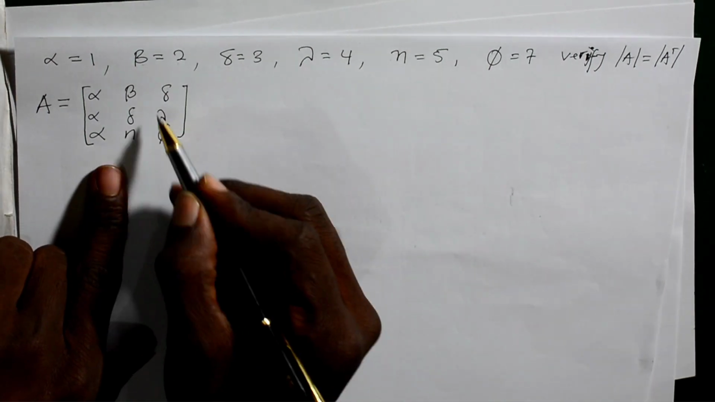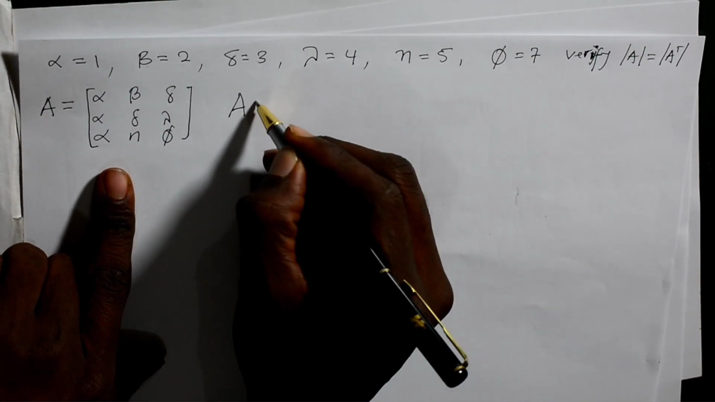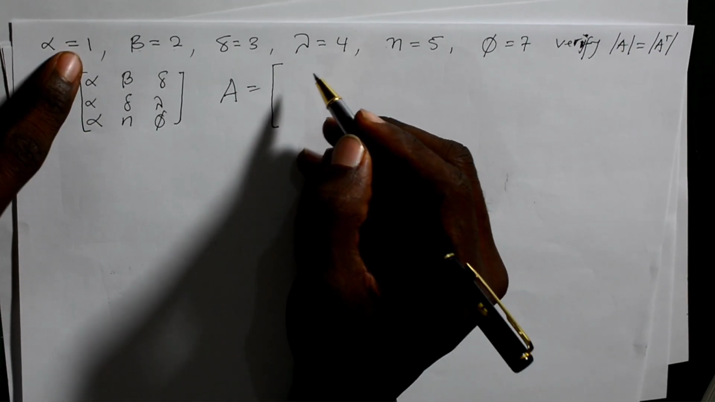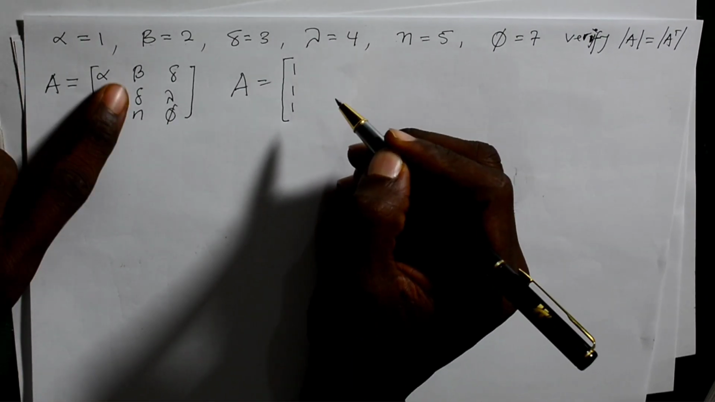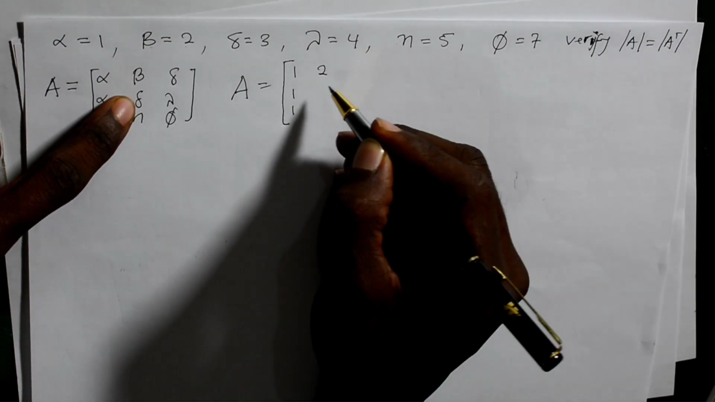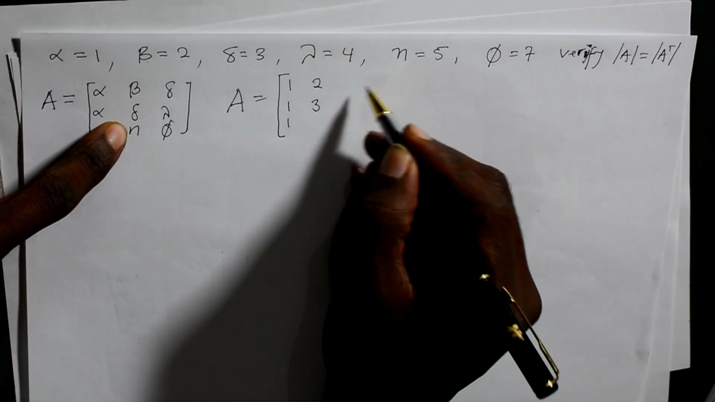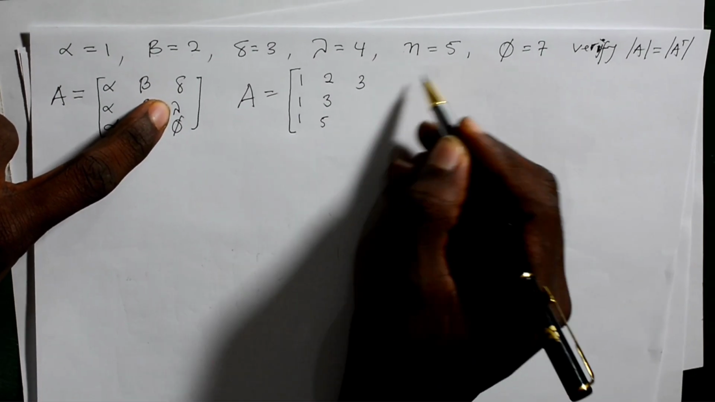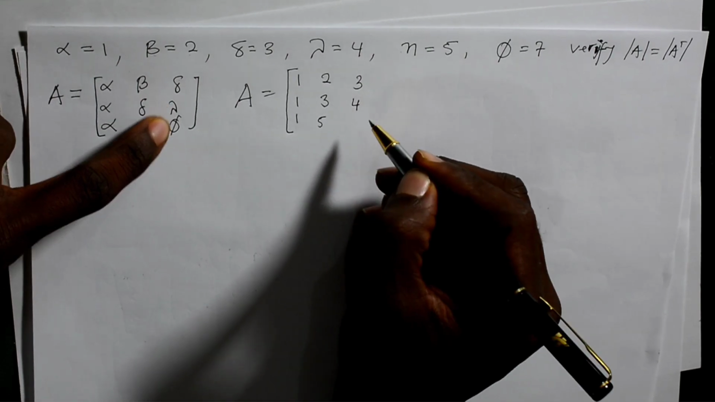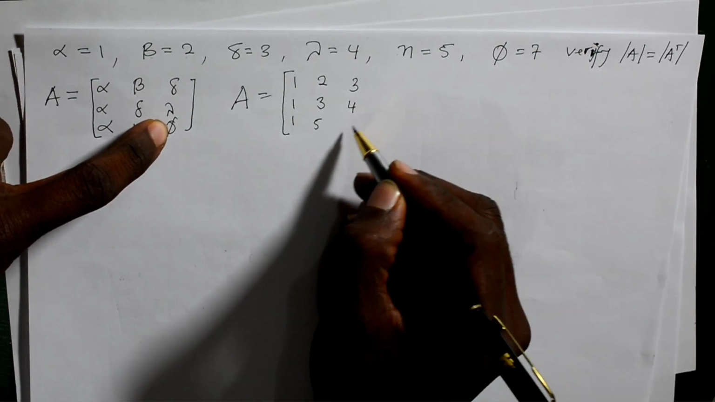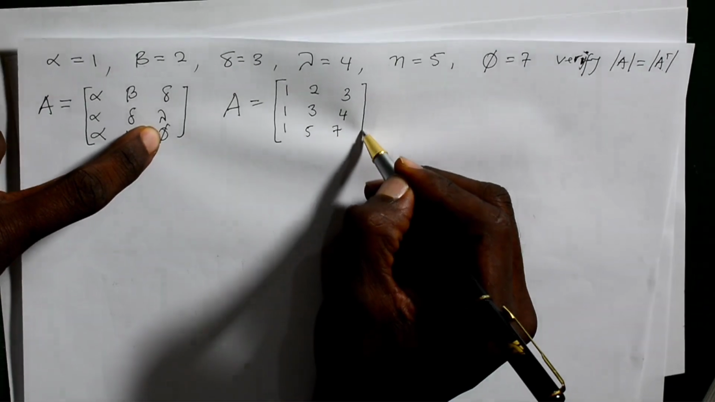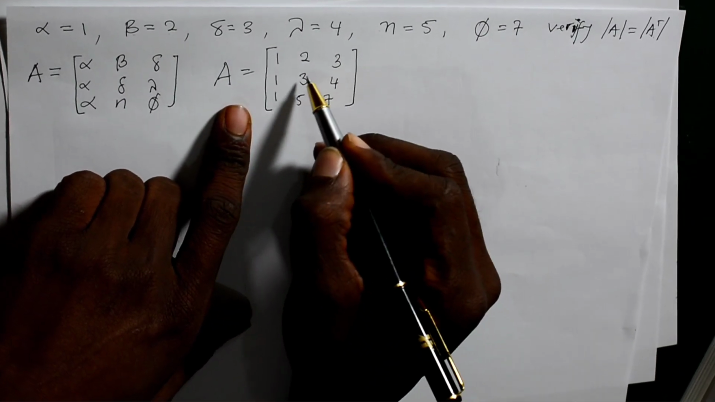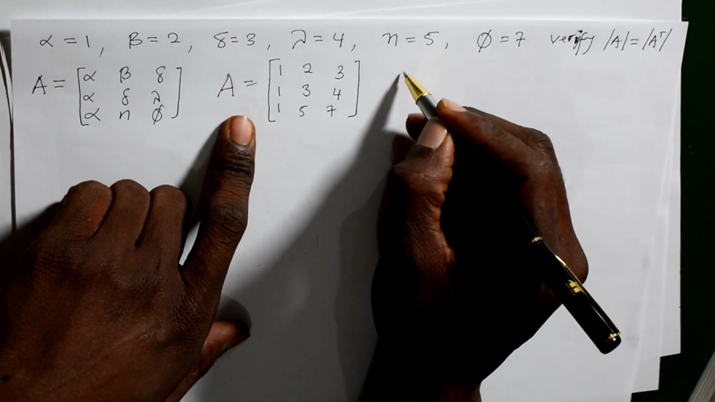So now we are going to substitute all these values. Now A will be a matrix of alpha, alpha, alpha are 1, then beta is 2, sigma is 3, viscosity is 5, sigma 3, wavelength 4, and psi is given as 7. So now this is matrix A. So we are going to find the determinant of this matrix.